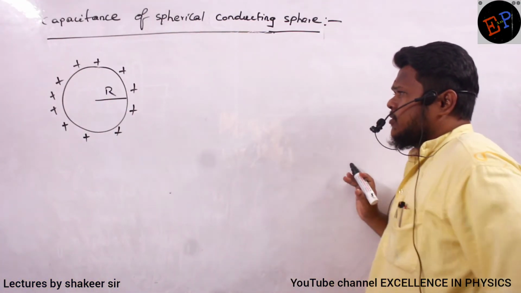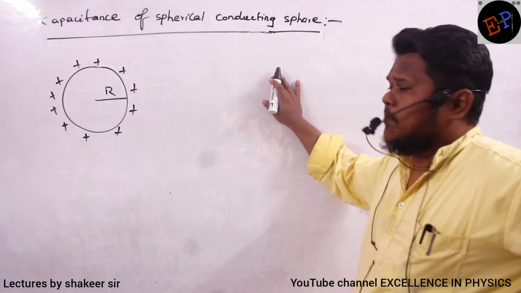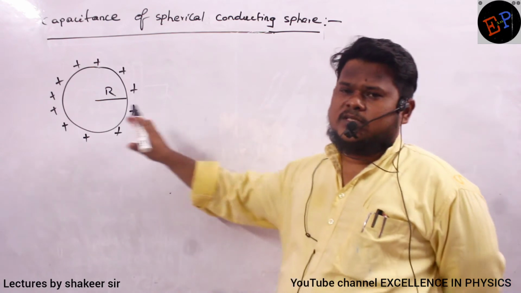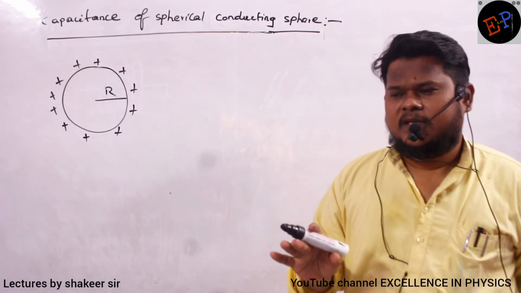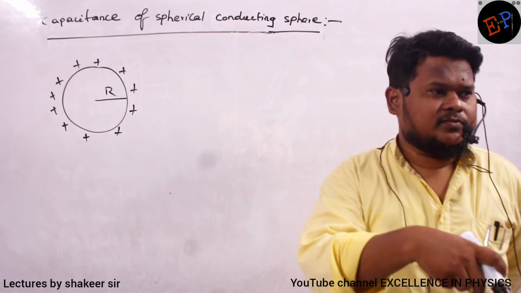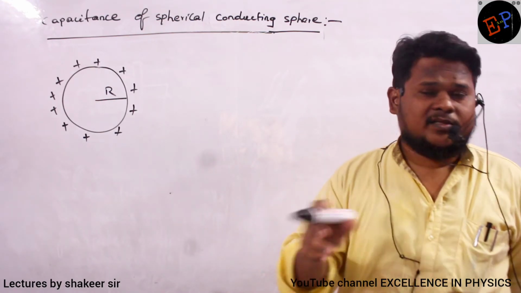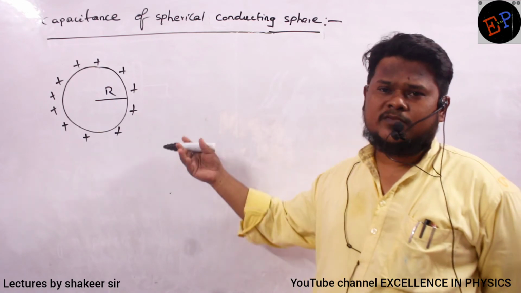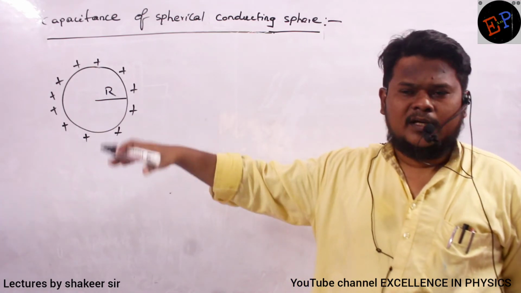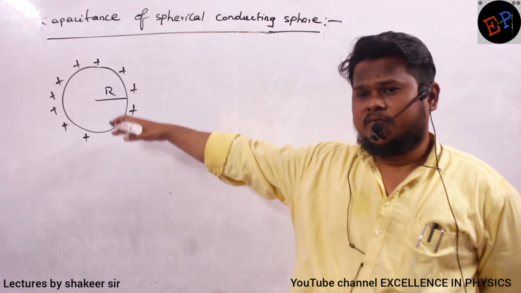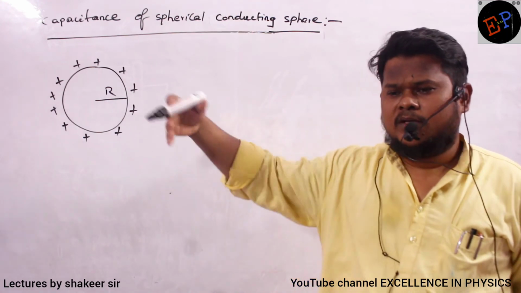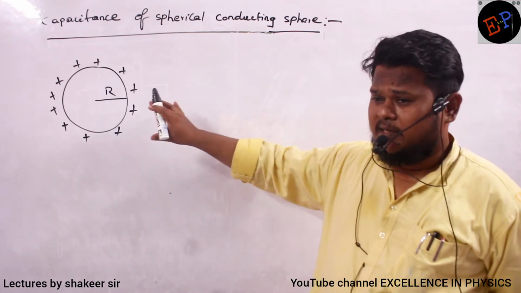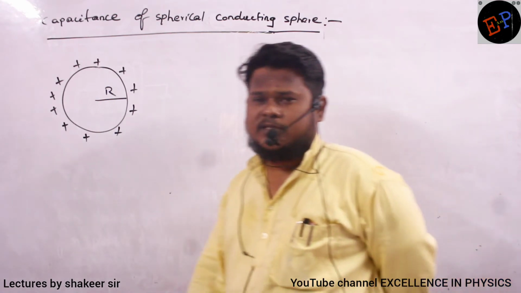Now we are trying to derive a relation for the capacitance of a spherical conducting sphere. This is not a parallel plate capacitor. A capacitor means we should have parallel plates. This is just a metallic sphere. Yesterday we discussed that we can go on adding charges on this until it reaches the dielectric strength of air. After that we cannot add. So for this metallic sphere, I want to calculate the equation of capacitance.